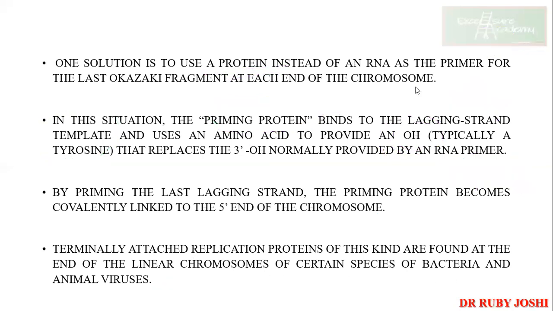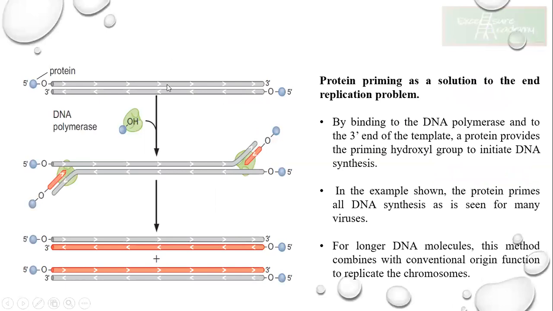Terminally attached replication proteins of this kind are found at the end of the linear chromosomes of certain species of bacterial and animal viruses. Okay, so let's see. In the figure, it will be more clear. So can you see it? We have got the problem over here. So what is happening? Then the protein is coming. This protein, we have attached it over here. Can you see it? The protein, priming protein. Okay. So now this OH is being provided by this and the polymerase is going to synthesize. Are you able to imagine कैसे हो रहा है?